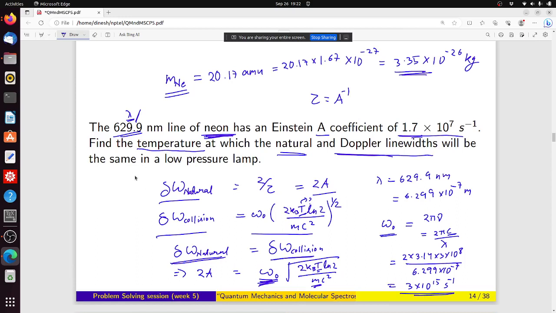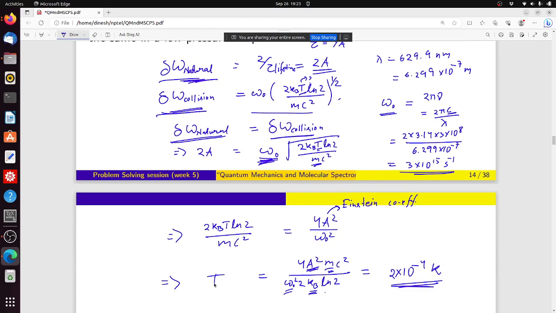Okay, let me explain one more time. In this question we are asked at what temperature this natural line width and collision line width will be equal. We know from the class all the formulas: this natural line width will be 2 over tau, the lifetime, and this tau is nothing but 1 over a. So this becomes 2a. And this collision line width is nothing but omega naught times 2 kBT ln 2 by mc square, whole power 1 over 2. Then we equated them and solved for temperature.